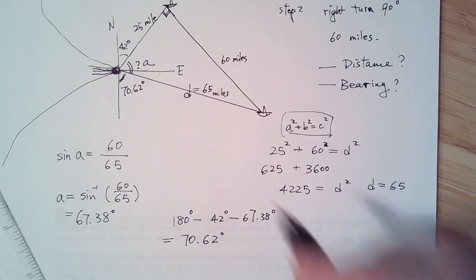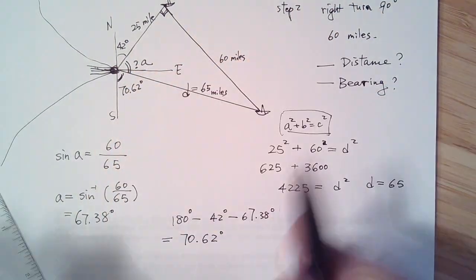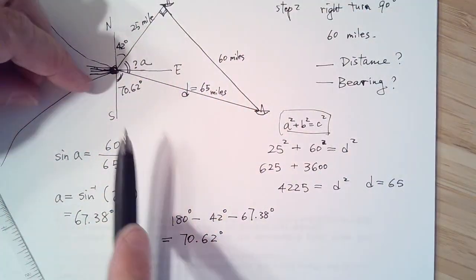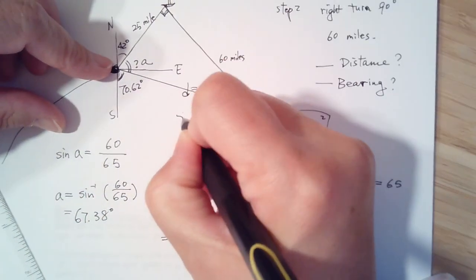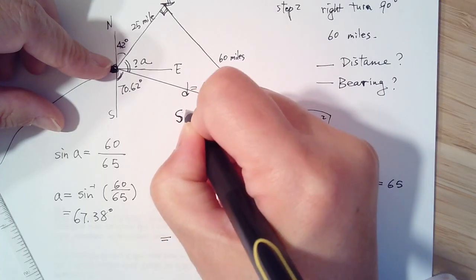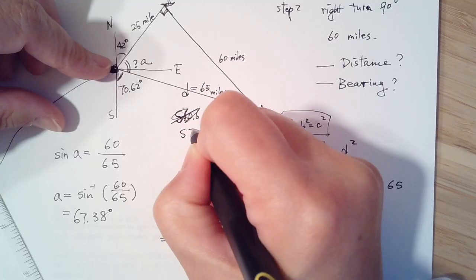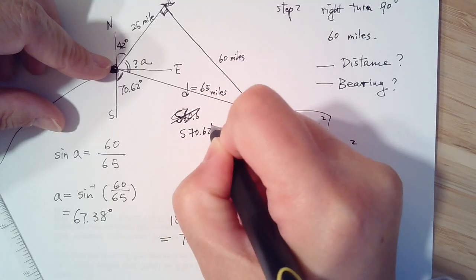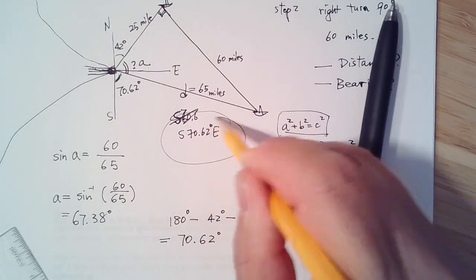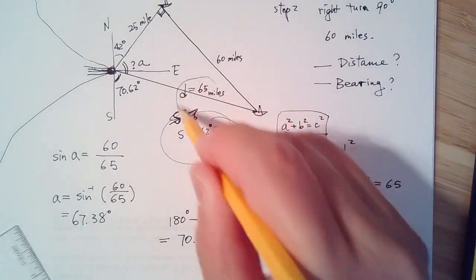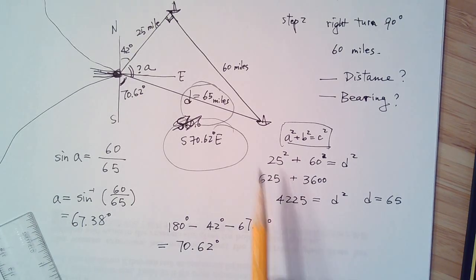Okay. So once you know that, can you tell me the direction? Yeah, this is the south, right? It's in the fourth quadrant, so we're going to start from south and then move to the east. So that is S 70.62 degrees east. That's my direction. That's my distance. So you know the direction, you know the distance. Can you find the boat?